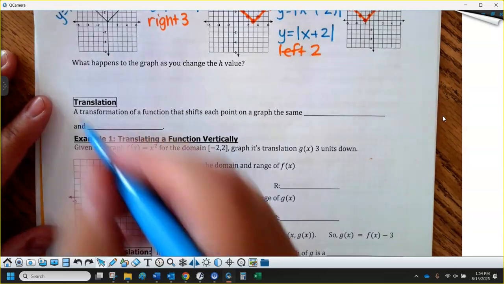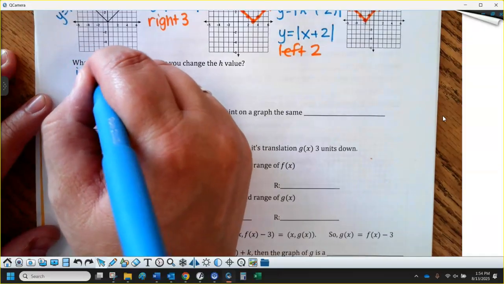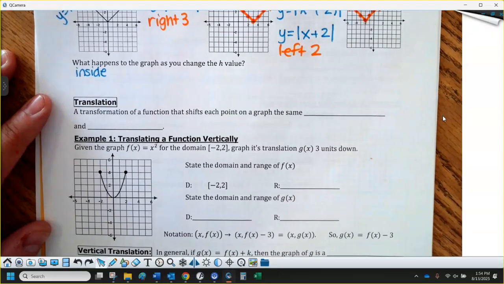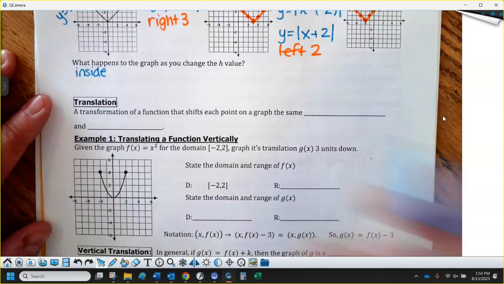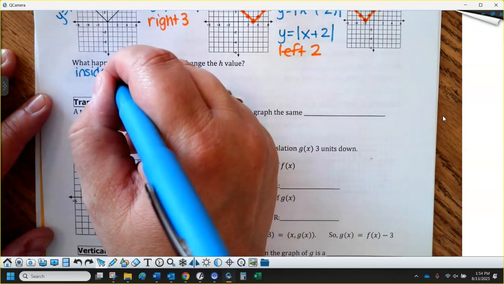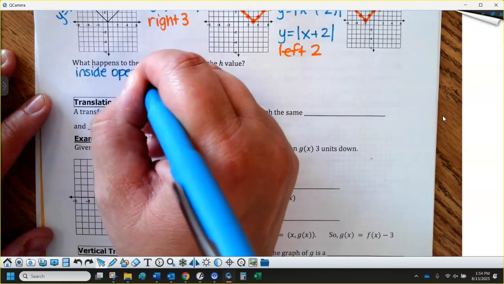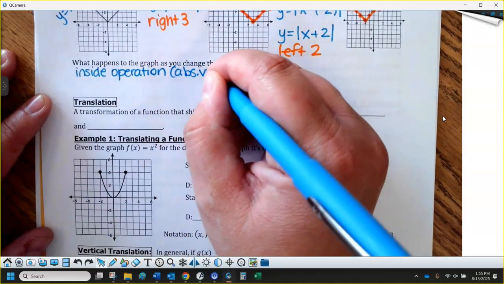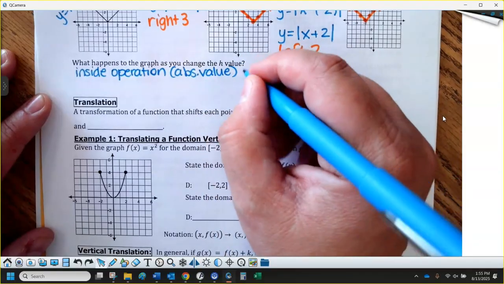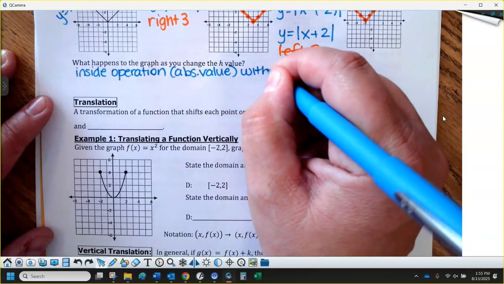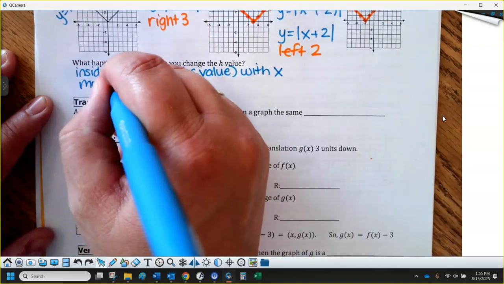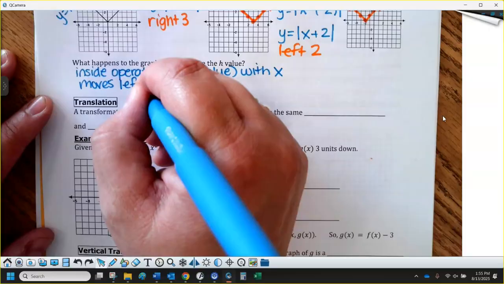If you have, I'm going to say inside, this works for every type of graph, not just absolute value. Like it would work for a parabola, it would work for a square root, it would work for a sine function if we did that. I'm going to say inside the operation. And what I mean by operation, like in this case, it would be the absolute value. Inside the operation with x moves either left or right.